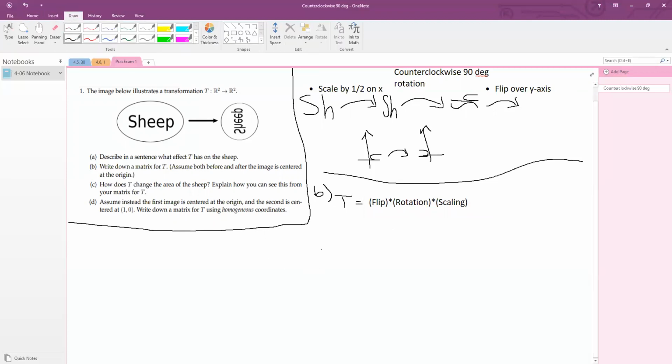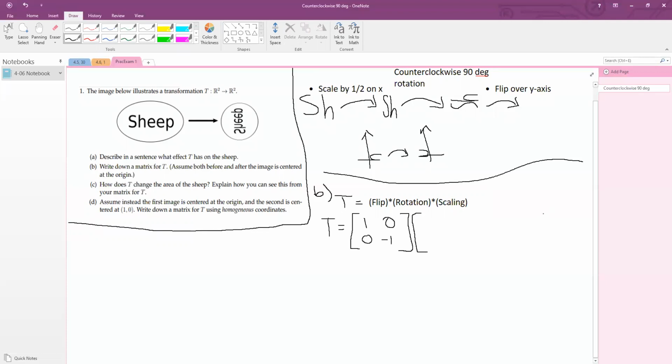All right. So now let's actually write them out. We have our flip matrix. We are flipping over the y-axis, and this is something that just comes out of the book. The flip matrix for being over the y-axis is just going to look like 1, 0, 0, negative 1. All right, there's your first matrix.